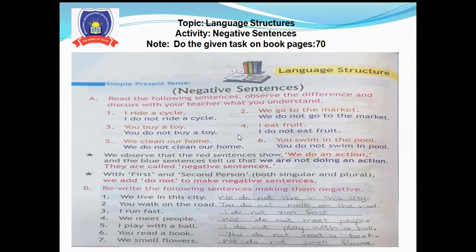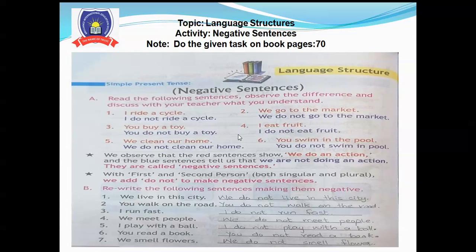I do not ride a cycle. We do not go to the market. You do not buy a toy. I do not eat fruit. We do not clean our home. You do not swim in the pool. So students, what are negative sentences? Negative sentences show that we are not doing an action. Whatever sentence shows that we are not doing an action, it is a negative sentence.